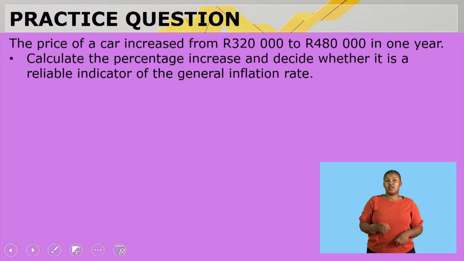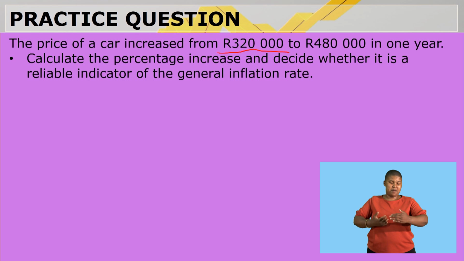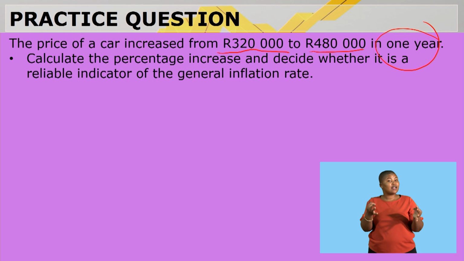The price of a car increased from 320,000 Rand to 480,000 Rand in 1 year. So it was 320,000, now it's 480,000 and it increased in 1 year. Calculate the percentage increase and decide whether it is a reliable indicator of the general inflation rate.